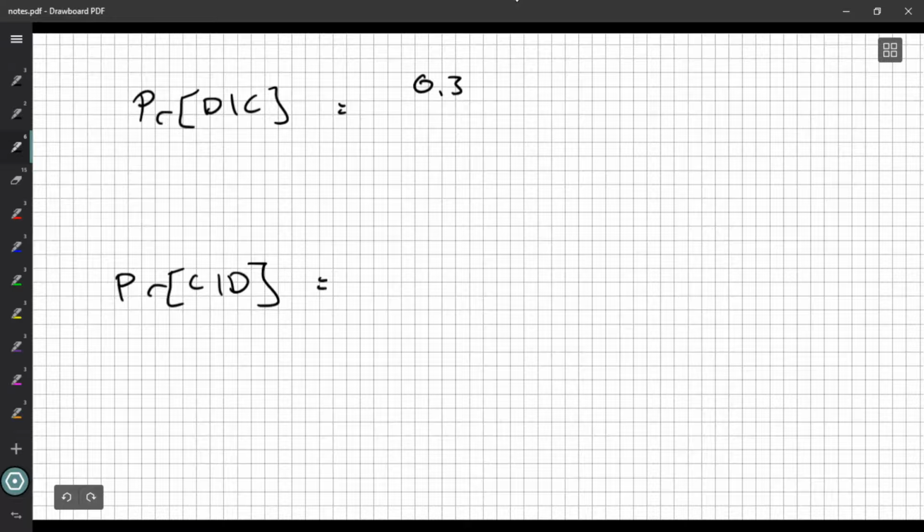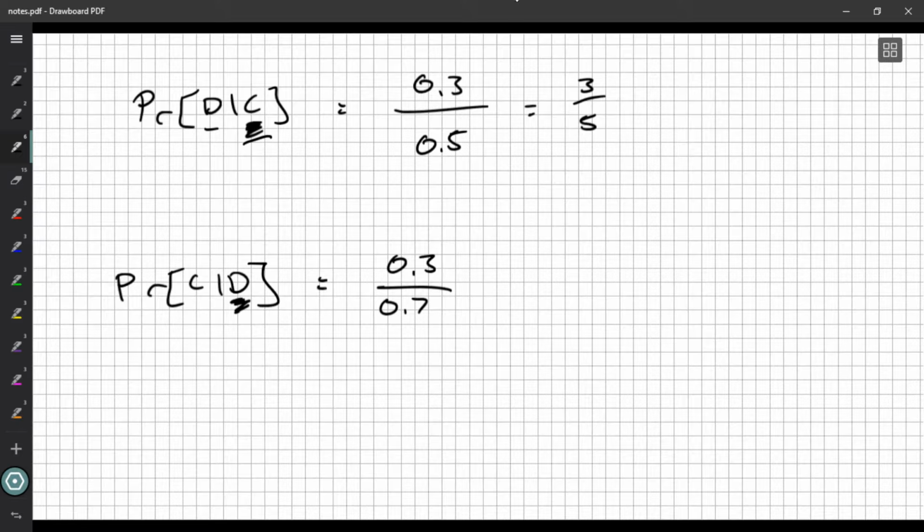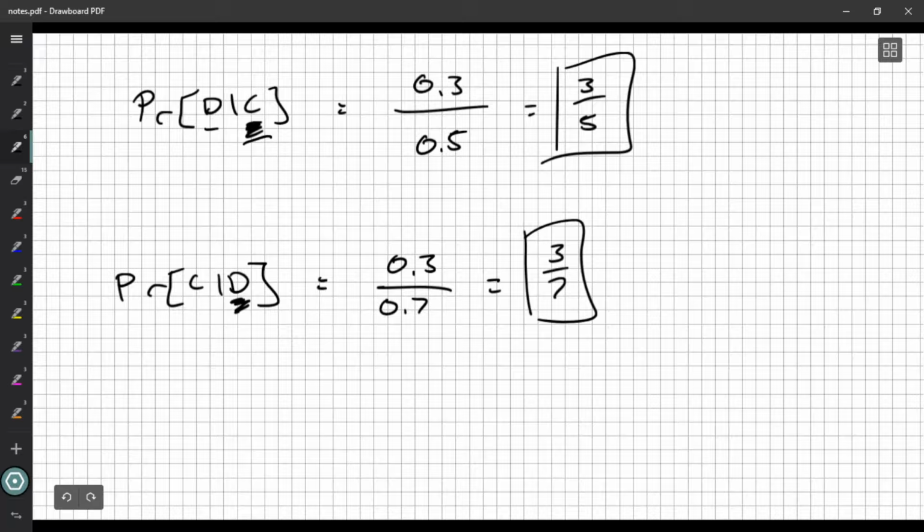So 0.3, probability of the intersection, on top. Always divide by the probability of the given thing, the second thing. This is D, given that C has occurred. The probability of C was 0.5. We could simplify this to 3/5. For C given D, we divide by the probability of D, because D is the event we're assuming has occurred or is guaranteed to occur. And we can simplify that to 3/7. And those are our two answers.